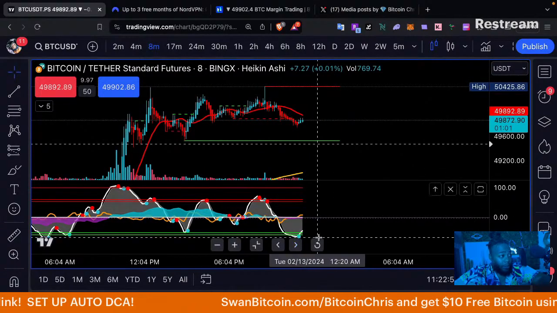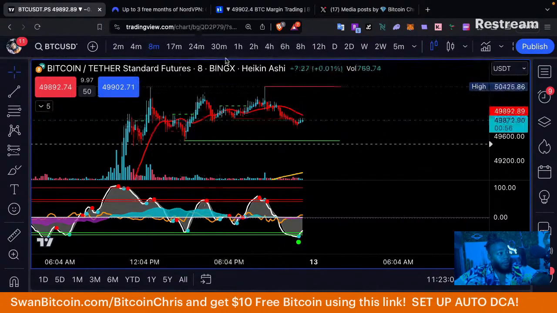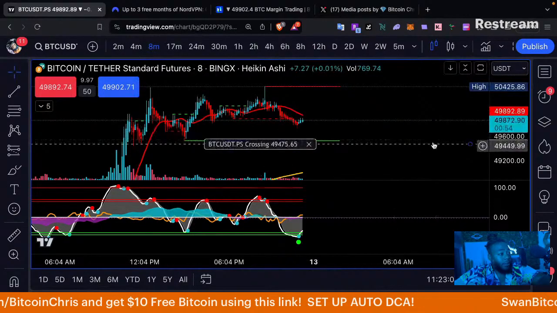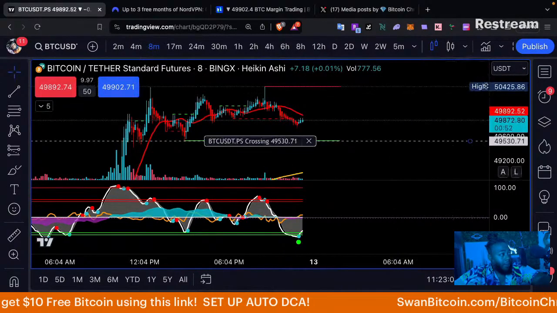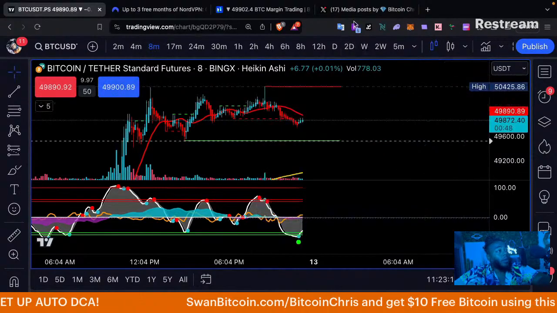We have a green dot. This could come down one more time, retest the support at the higher low. But who knows, right? I have an alert set here, so we know what's going on. And then I have another alert set at the highs, so we know what's going on, right?